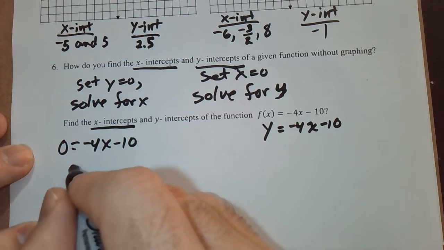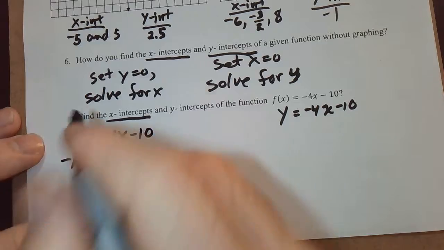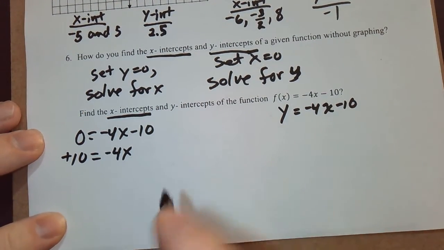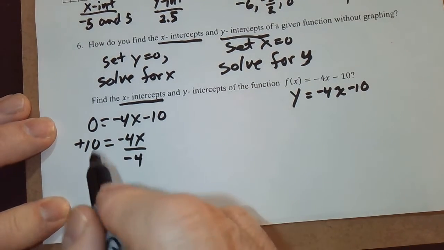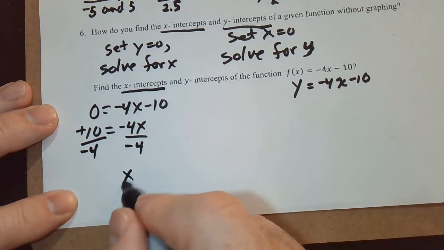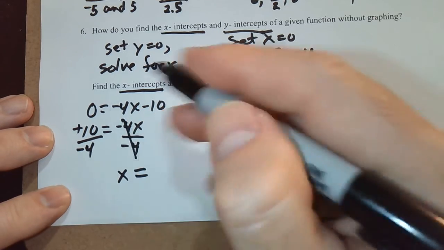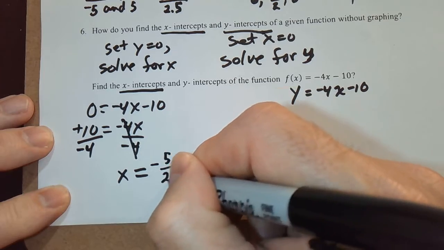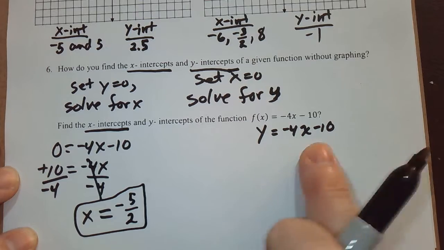So if we add 10 to both sides, that's what we get. And then, to get x by itself, divide both sides by negative 4. And that means that x equals 10 over negative 4, which I'm going to reduce to be negative 5 over 2. So that's the x-intercept of this equation.